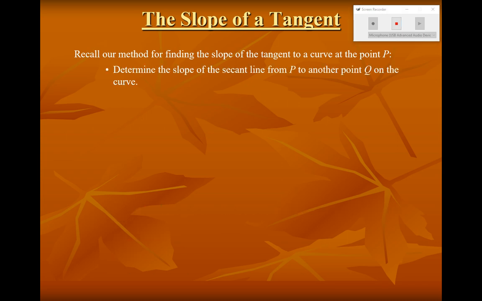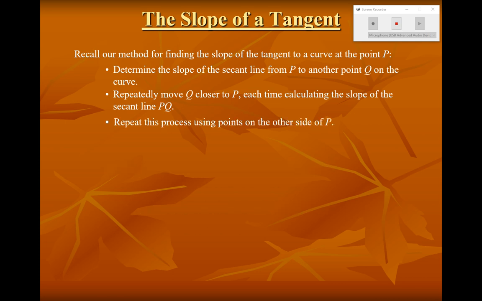Determine the slope of the secant line from P to another point Q on the curve. We started close. Actually, we didn't. The first example I ever did, I had to start close. And then by the end of the example, you're like, why didn't you just start closer? And then we did. Later on, we started close. And then we moved Q closer and closer to P, each time calculating the slope of the secant, knowing we must be getting closer and closer to the slope of the tangent.